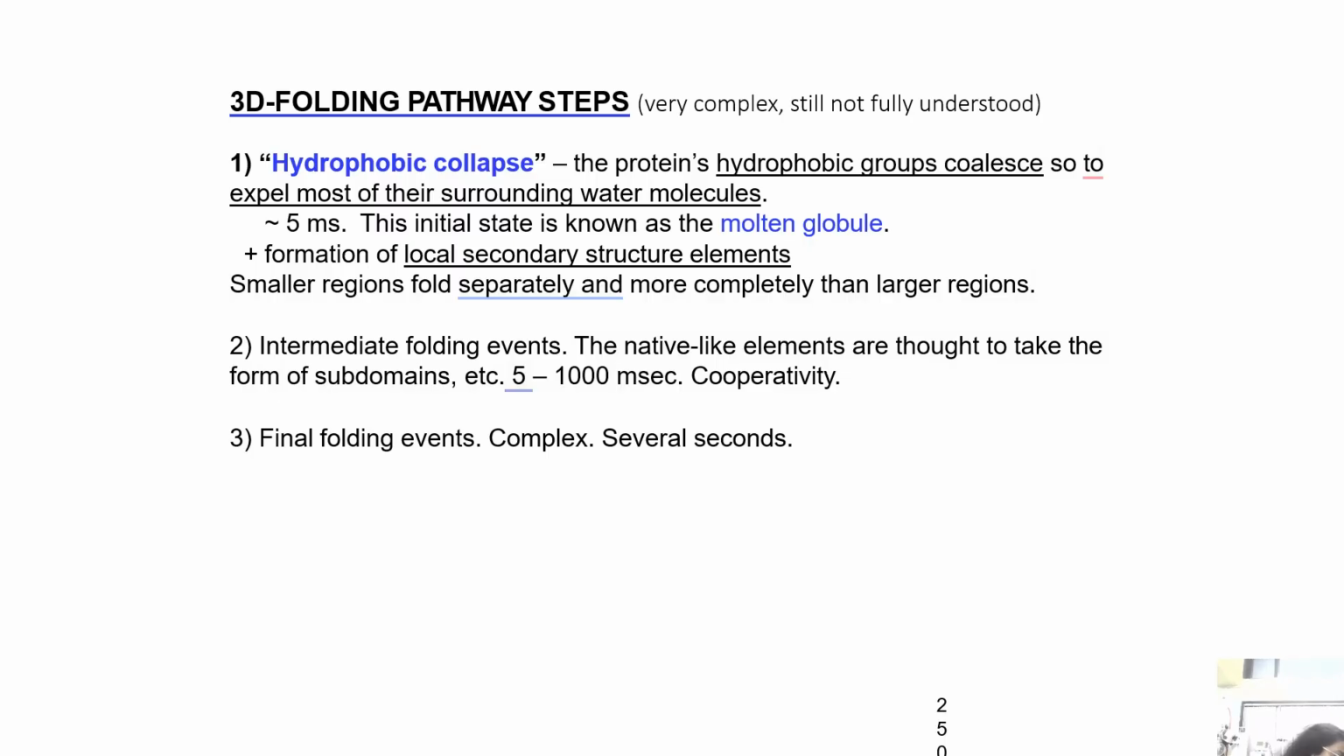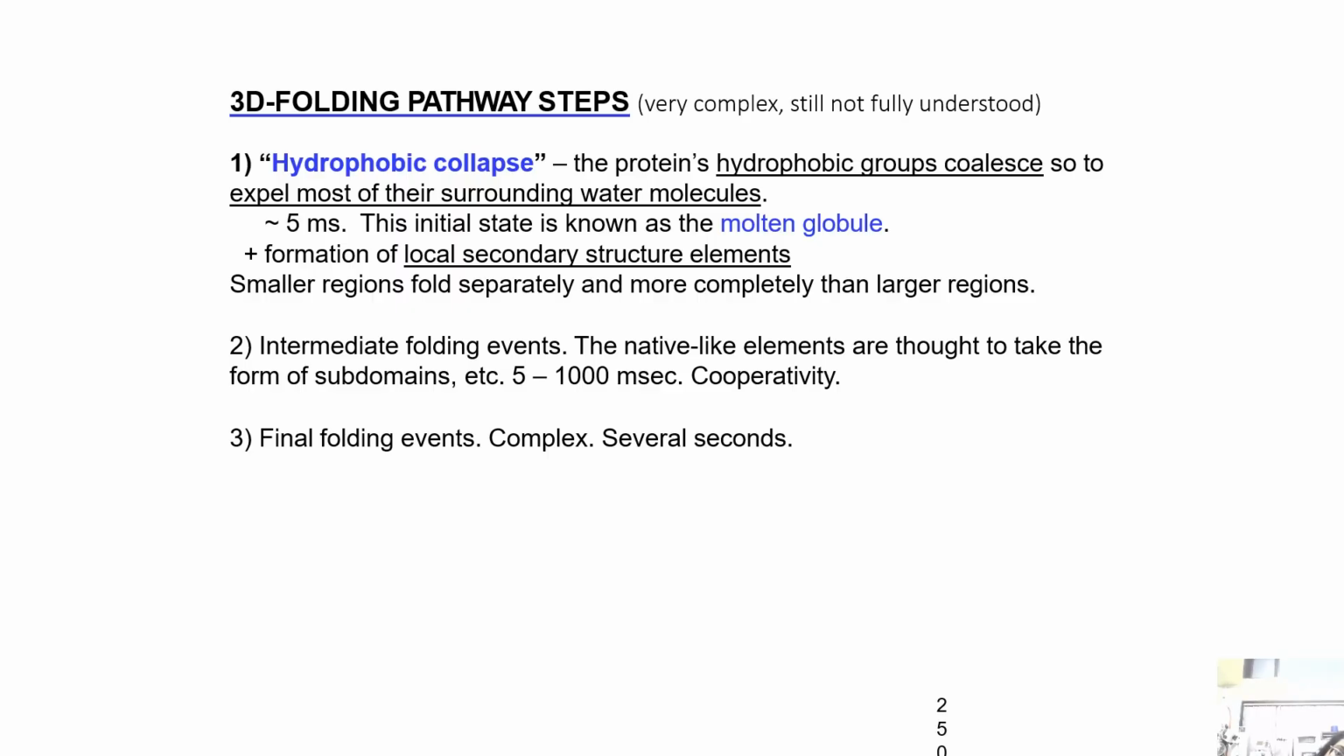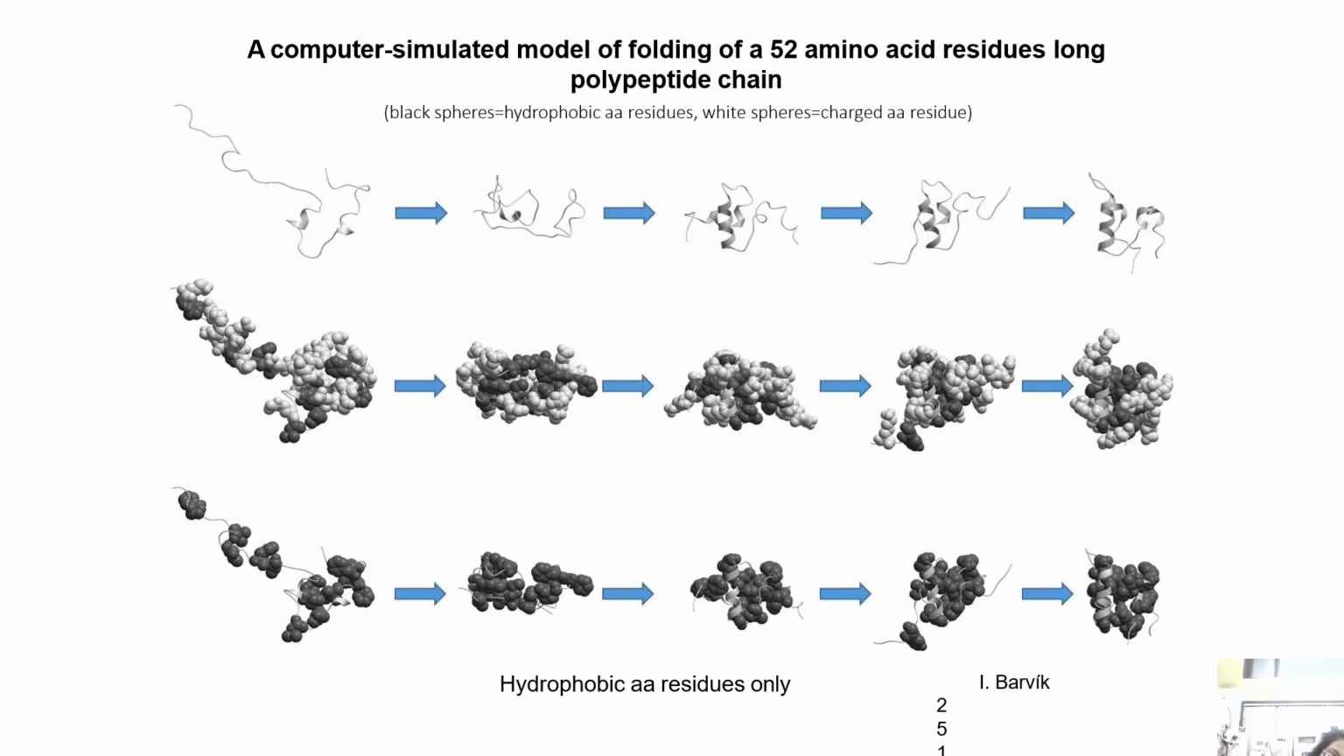Okay, and formation of local secondary elements. Smaller regions fold separately and more completely than larger regions. Intermediate folding events: the native-like elements are thought to take the form of subdomains, for example 5 to 100,000 milliseconds, cooperatively. Final folding events are complex and take several seconds.